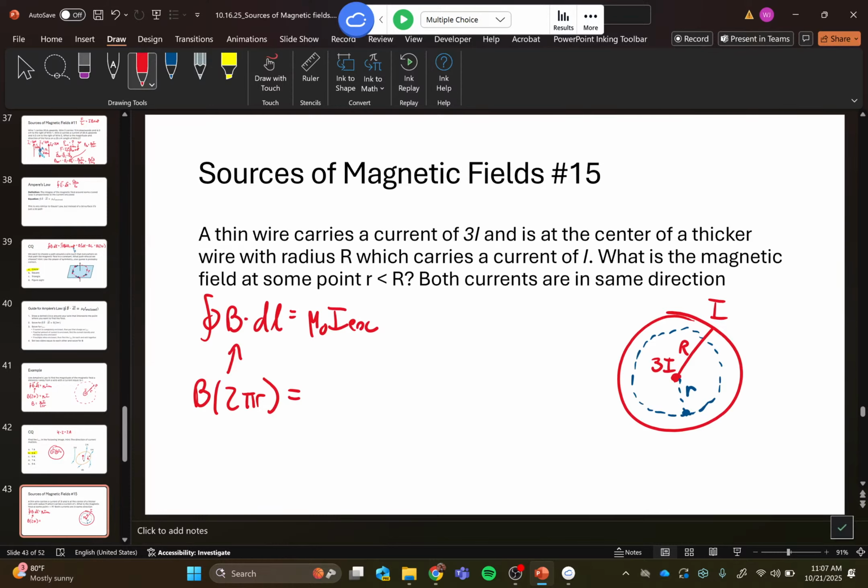In the case of the problem that you all did on the test, it was a sphere. So it was the area of the sphere. Gauss's law uses area, not length. So it's 4/3 pi r cubed.